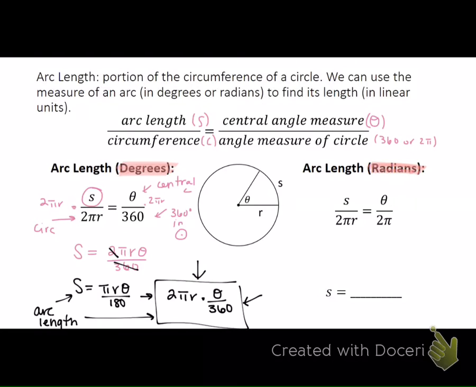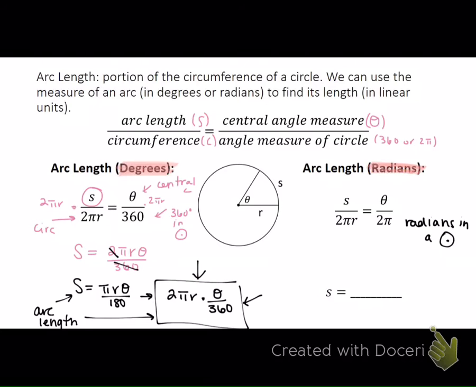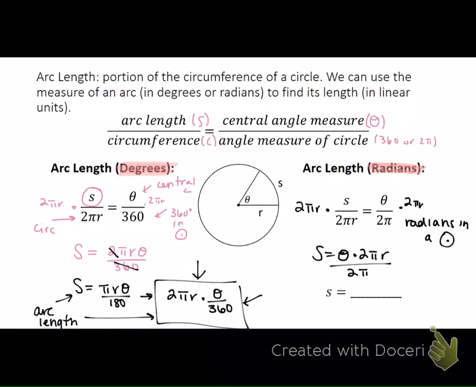In radians, it's basically the same thing. The only difference here is this 360 is now a 2 pi, because there's 2 pi radians in a circle. So if I multiply by the circumference, you'll notice something really helpful happens in this one. Do you guys see how there's a 2 pi in the numerator and a 2 pi in the denominator? So really, in radians, it's really easy. You take the central angle times the radius.